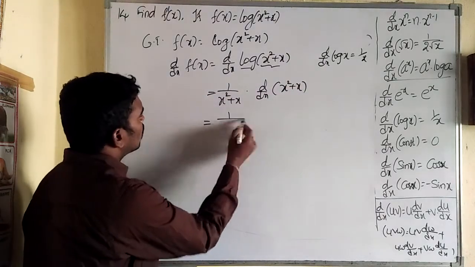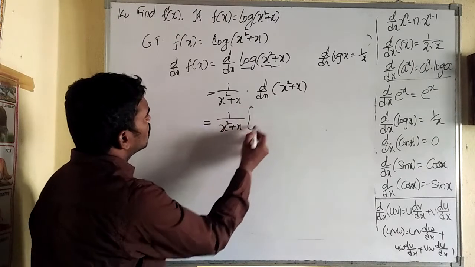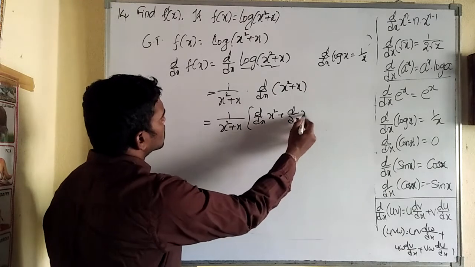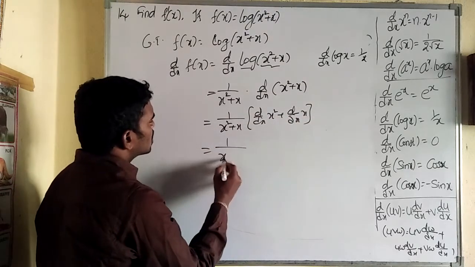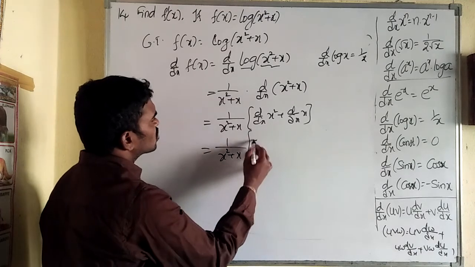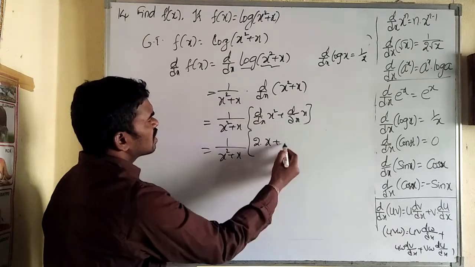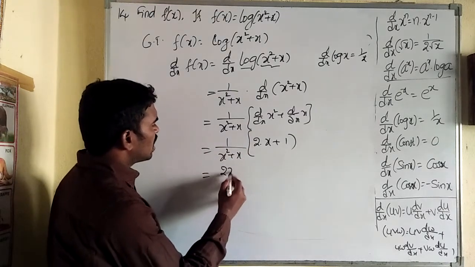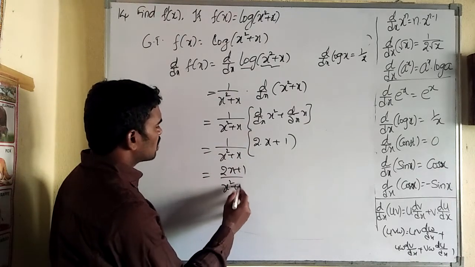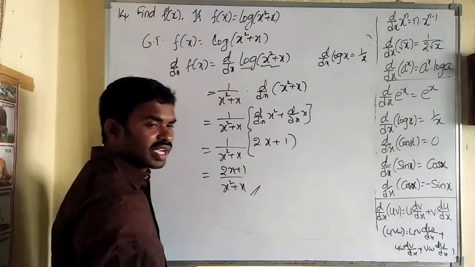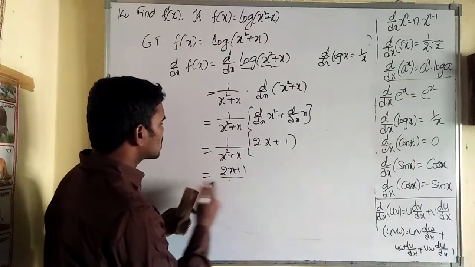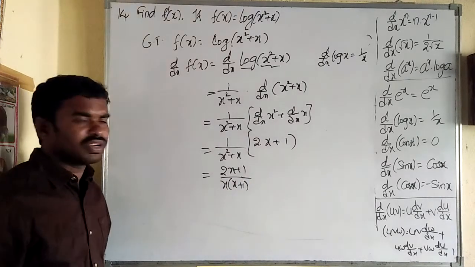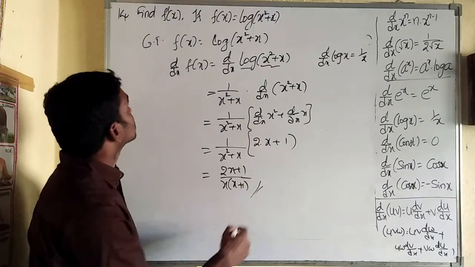So which is equal to 1 by (x square plus x) into, split it, d by dx of x square plus d by dx of x. Which is equal to 1 by (x square plus x) into (d by dx of x square is 2x, plus d by dx of x is 1). So what we are getting is (2x plus 1) by (x square plus x) is the answer. Or if you take x common in this, we get x into (x plus 1). Of course, no use if you take x common also. So finally, this is the answer. Okay, is it clear?